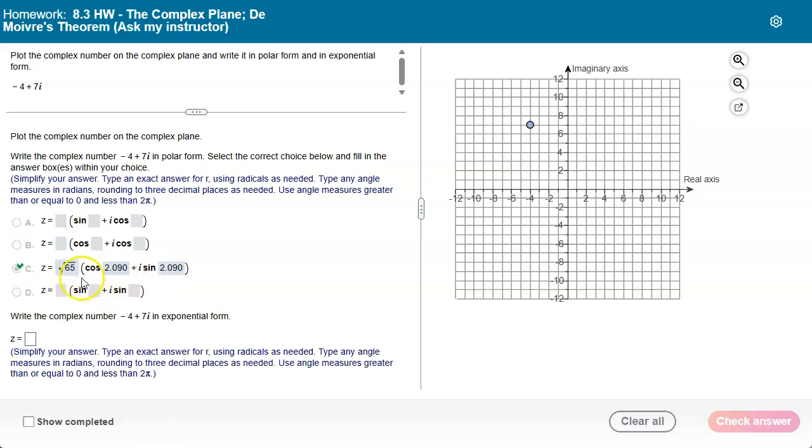Then once you have those parts, just make sure you're choosing the correct setup for the polar form. Enter the exact value for r and theta rounded to 3 decimal places.